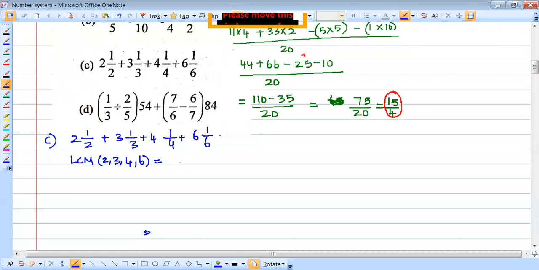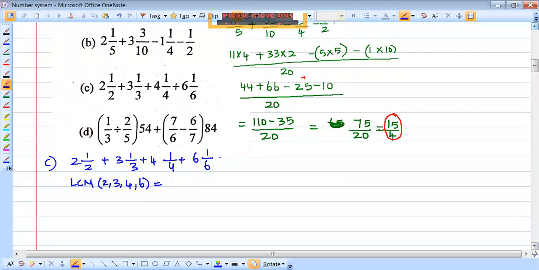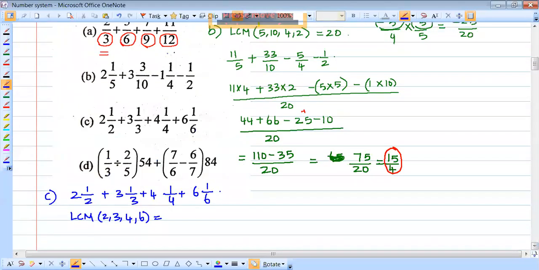Sir, I can't understand the last sum. Okay. So you see the steps one by one. First, we found the LCM for 5, 10, 4 and 2. And we have changed this fraction into equivalent fraction.